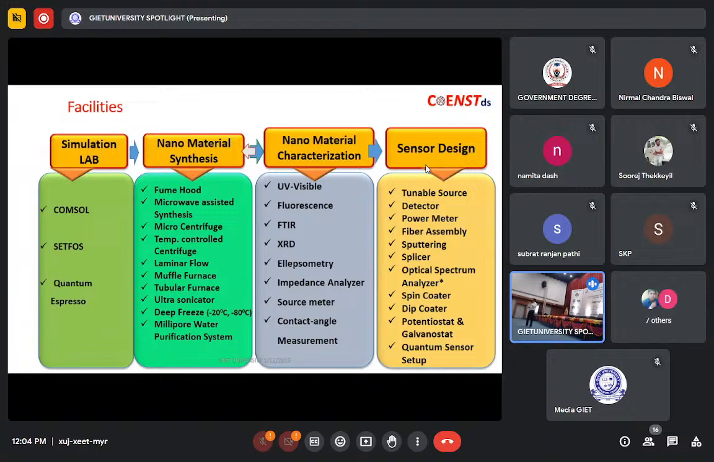Now, once your material is found to work for a particular sensing application, you go to the sensor design lab. There is another lab where you can design the sensor. You take the optical fiber, coat it with this material, and then test whether it is working for a particular sensing application or not. So these are the different labs that you have right now: simulation lab, nanomaterial synthesis lab, nanomaterial characterization lab, and sensor design lab. And this is particularly for those students who are doing MSc or also BTech in electronics and communication.